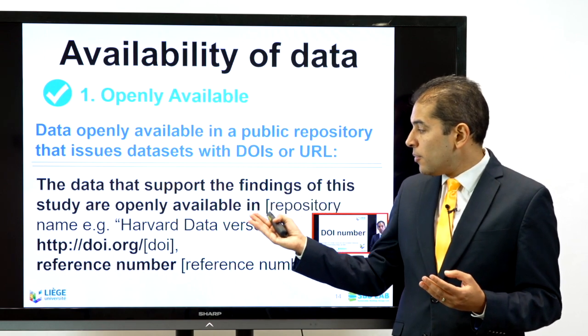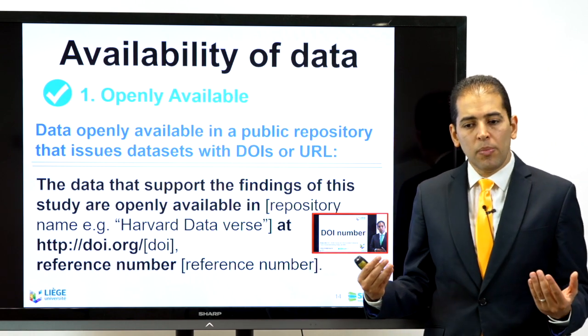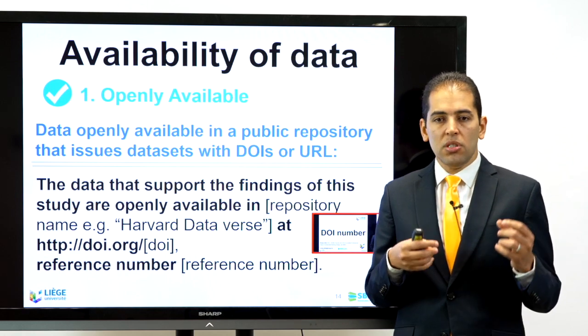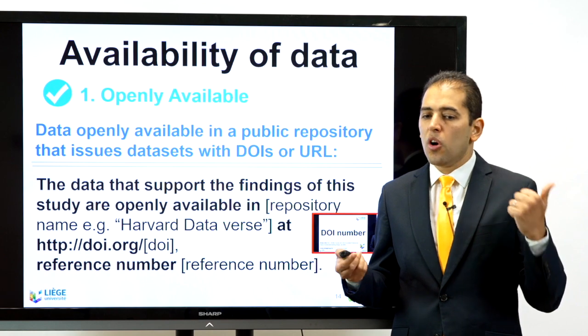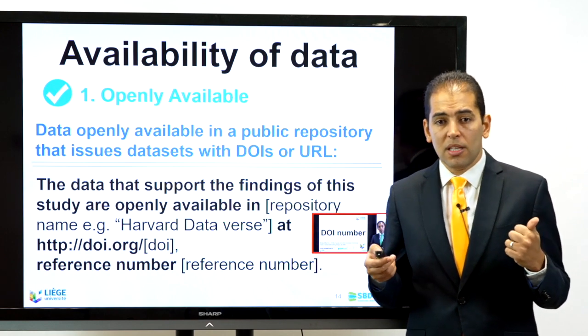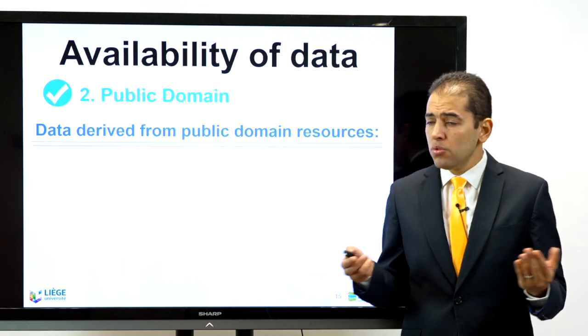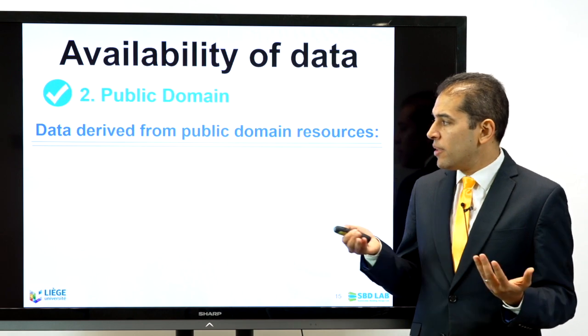So you can say, the data that support the findings of this study are openly available, and then you can simply use this statement. If you have a data set that you have used, you just need to cite the URL or the DOI. So this could be one of the first options when you are writing your data statement. It will be a short sentence including this statement. Option 2, you can say that your data is simply derived from a public domain.